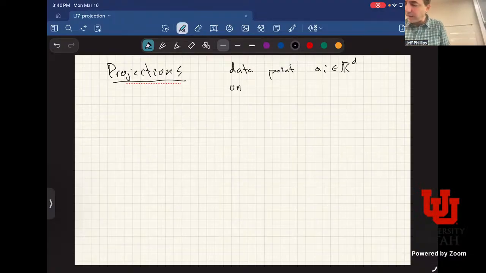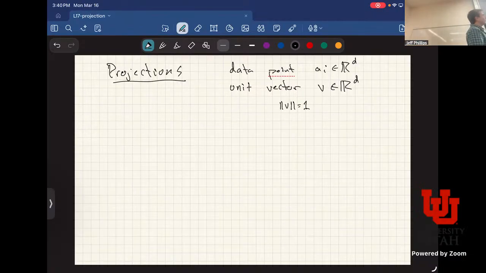And we're also going to have a unit vector, which is also going to be a vector v in R^d. Because it's a unit vector, I know that the norm of the unit vector is going to be 1. That's the property I have. And a projection is going to be, again, my favorite operator, the dot product between a_i and v.